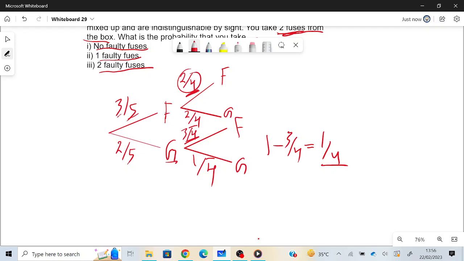So that's how the tree diagram looks. But mind you, we have not solved the question at all yet. We have just drawn the tree diagram so that we can have a better understanding of the question and make it a lot easier to solve.